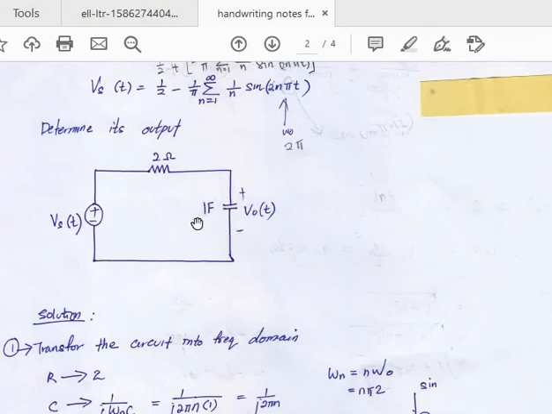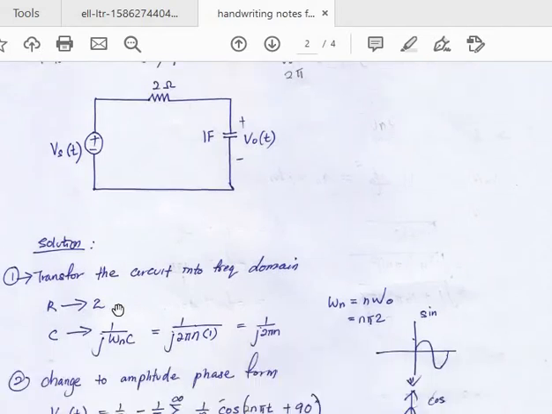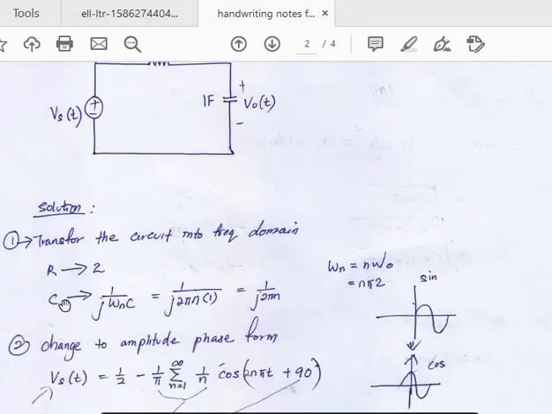In order to solve this question, you need to transfer the circuit into the frequency domain. It's like what you do in engineering maths, but you need some basics of this. So you have the resistor of 2 ohm, and the capacitor is 1 over j omega n C. Note that omega n is equal to n omega naught.